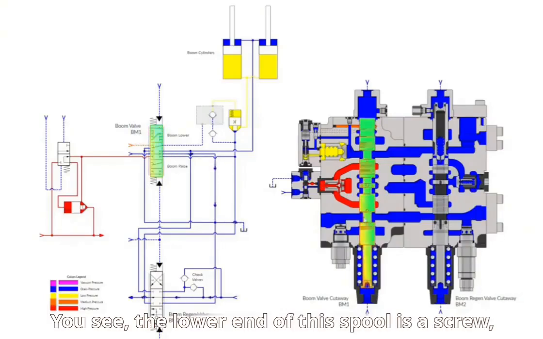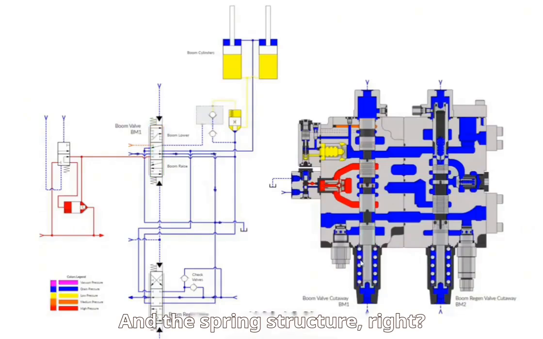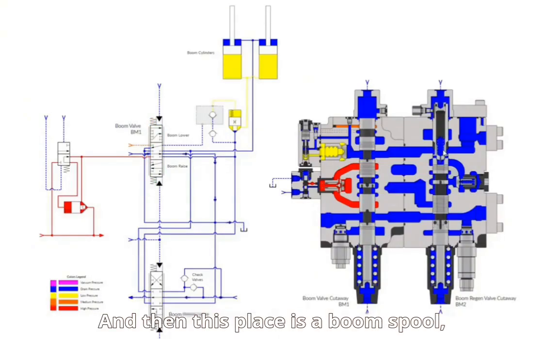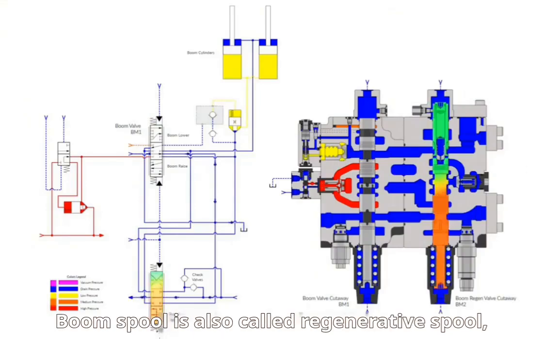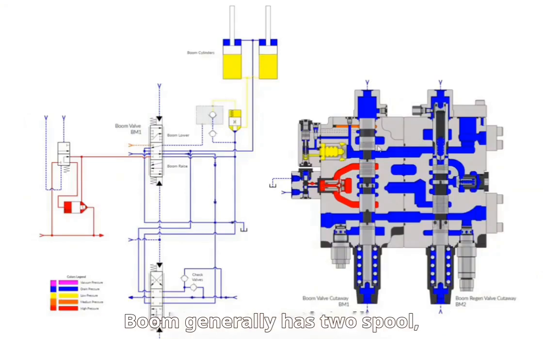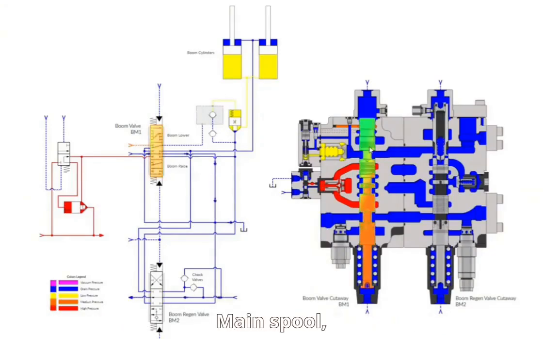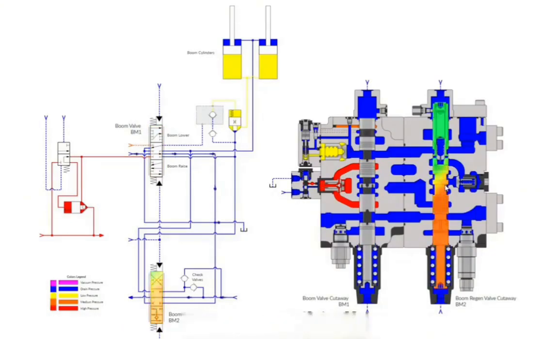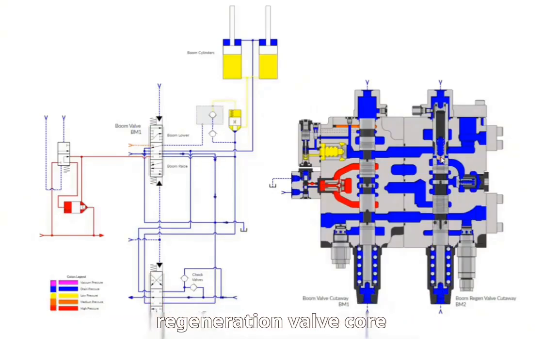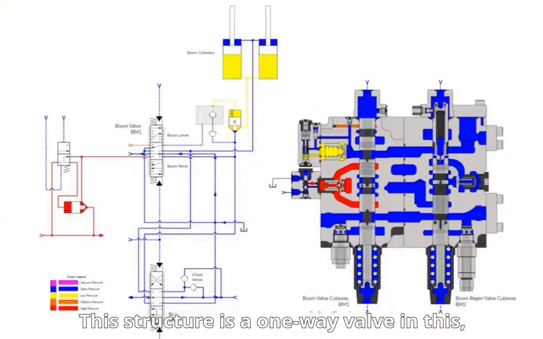You see, the lower end of this spool is a screw and the spring structure. This spring corresponds to this place, the spring is highlighted, and then this place is the boom spool. The boom spool is also called the regenerative spool, because for a big excavator, the boom generally has two spools. One is the main spool, and there is a regenerative spool. Then everyone can see the regeneration valve core, corresponding to the regeneration valve core, this structure is a one-way valve.